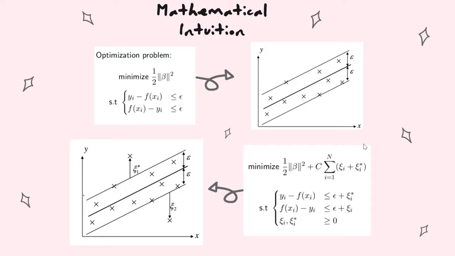The concept of slack variable is simple. For any value that falls outside of epsilon, we can denote its deviation from the margin xi, and then our optimization problem becomes to minimize half norm of beta squared plus C summation over i equal to 1 to n of psi i plus psi i star, such that yi minus f(xi) is less than or equal to epsilon plus psi i star, and f(xi) minus yi is less than or equal to epsilon plus psi i, and psi i and psi i star are greater than or equal to 0.